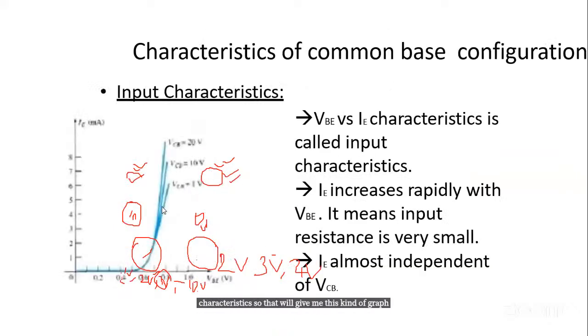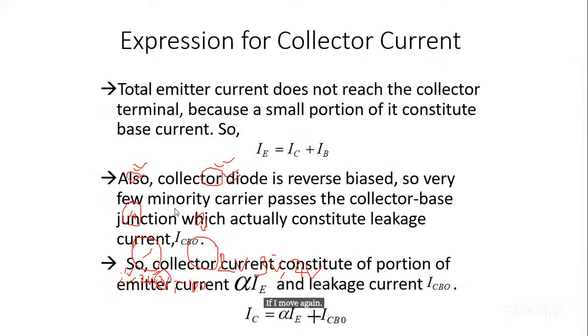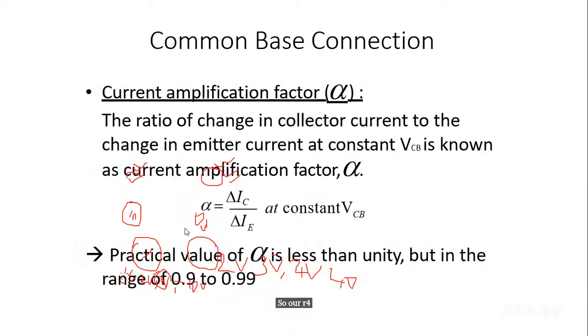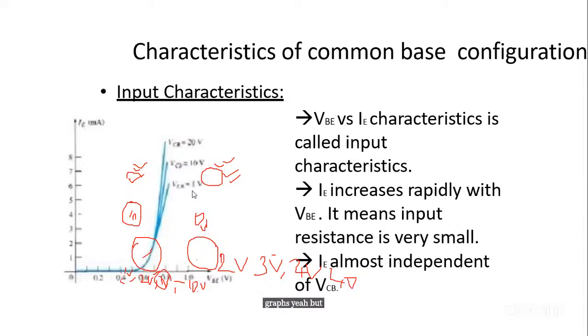If you look, you will see that I have three graphs. When VCB is 1 volt, when VCB is 10 volts, and when VCB is 20 volts. So I have different values of IE and different values of VEE. That will give me 3 different graphs. If I move up again to make this like 40, I will have 4 graphs here. But here now, you see we have 1 volt, 10 volts, and 20 volts.